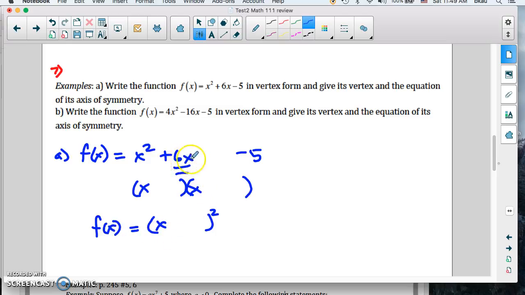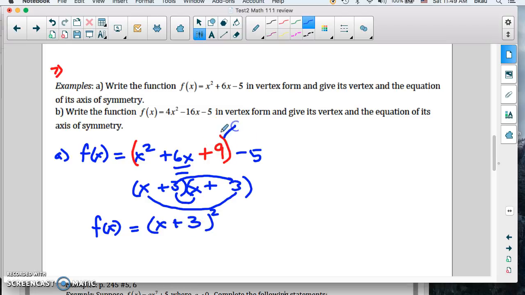So we need to have 6x. Well, these have to be the same, and when we do FOIL, this pair and this pair gives us 6x. So that means they have to be 3's here each time to get that 6x in the middle. And they both have to be positive 3 to get that 6x in the middle. Now, if I do FOIL on this, this last product would be what I need to add to this to get this to be factorable. So now this whole thing factors into this, which then is going to be this plus 3 squared.